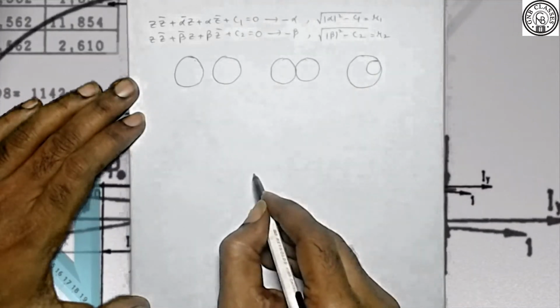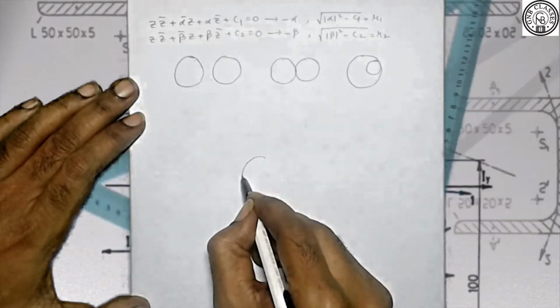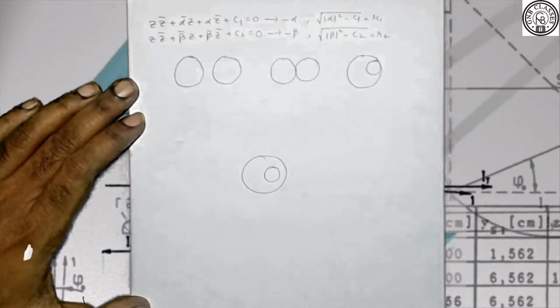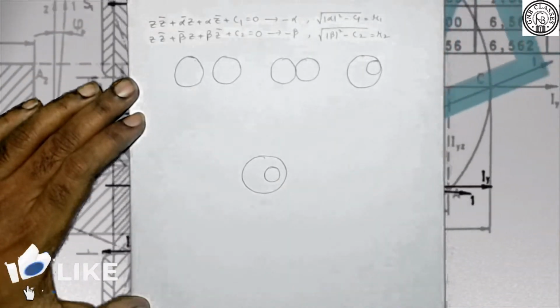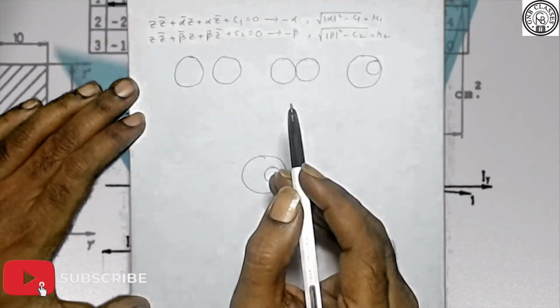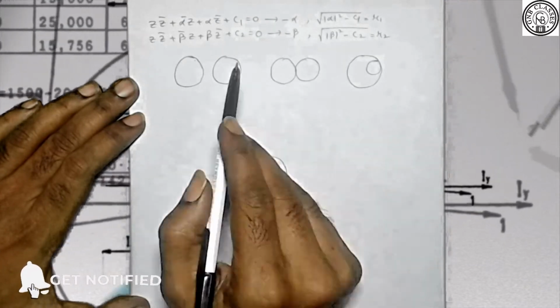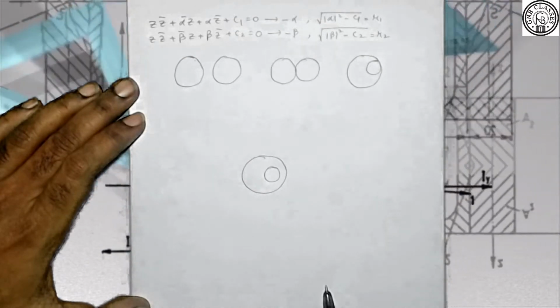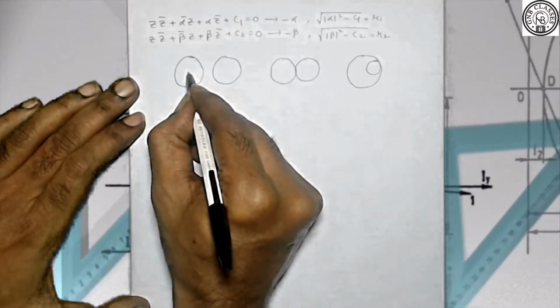Or the last one can be one circle is inside the other circle. Yes? These are the four options that you can say about these two circles. Okay? The relative position of those two circles. Now, in this case, look at it carefully.